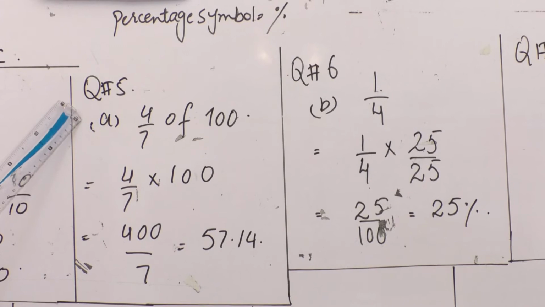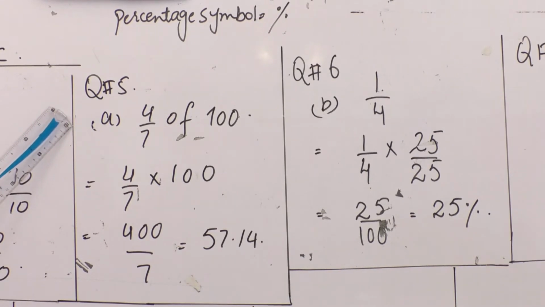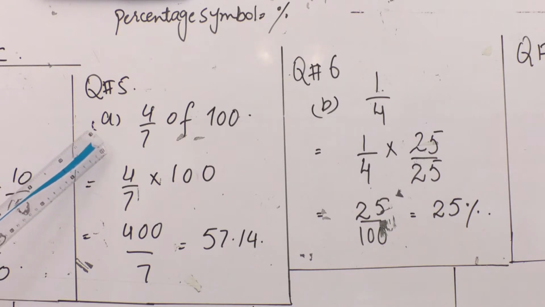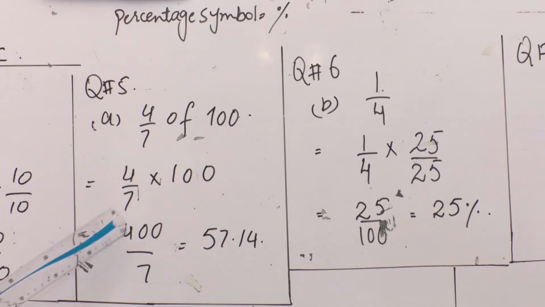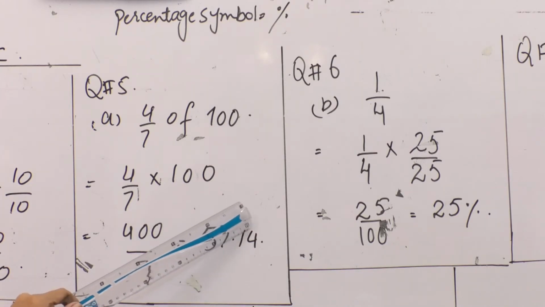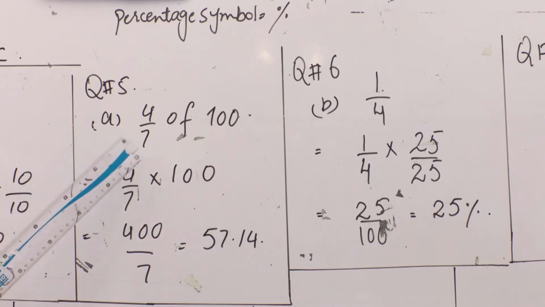Come to question number 5. Express these fractions out of 100, rounding off to two decimal places where necessary. You have to first of all express them as a fraction of 100, and then in the last you have to round off to 2 decimal places. That is, you have to write 2 digits after the decimal.